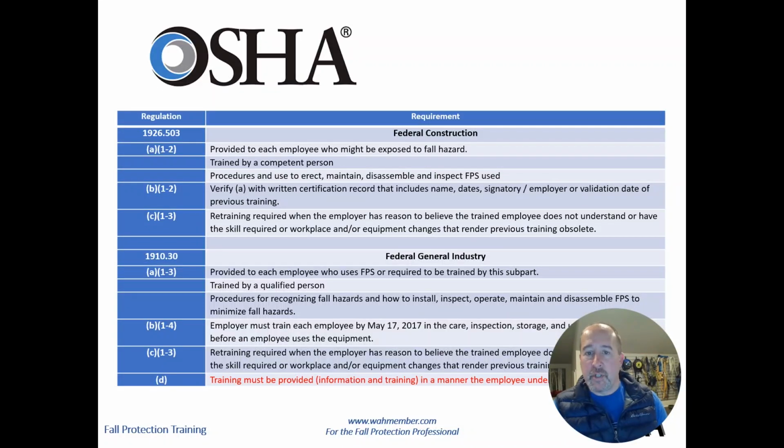All right, so I'm going to start with the federal OSHA requirements. There's two specific fall protection training regulations in federal OSHA. There are ancillary ones in telecom and power generation and distribution, but the two main sources are 1926.503 for construction and 1910.30 for general industry.